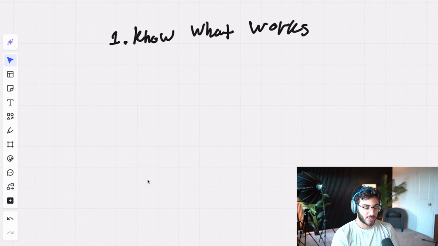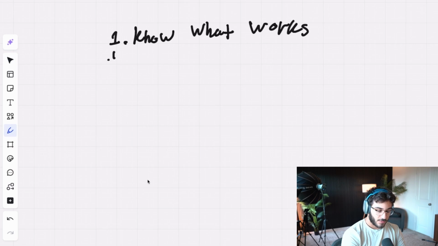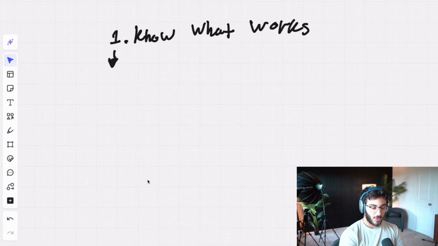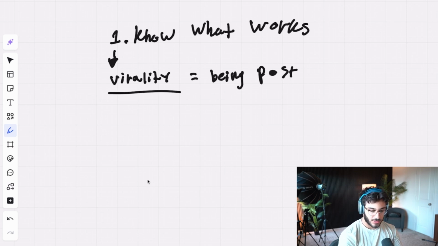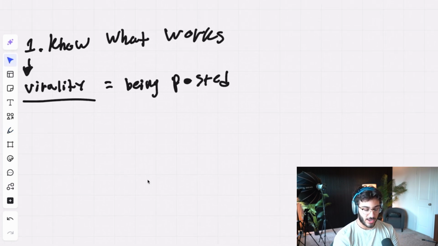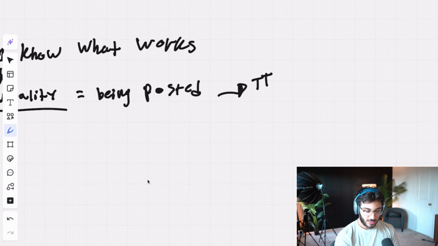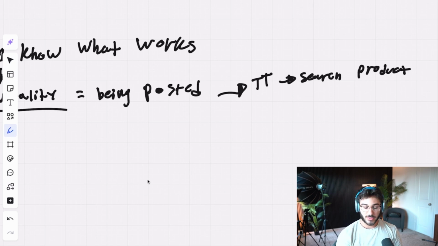So to know what works, you have to have virality in your product, or just a viral factor. It needs to be actively posted on social media. So the way you can figure this out is go on TikTok and search the product. If you go on TikTok, just search up the product or the niche, whatever type of product you're selling.